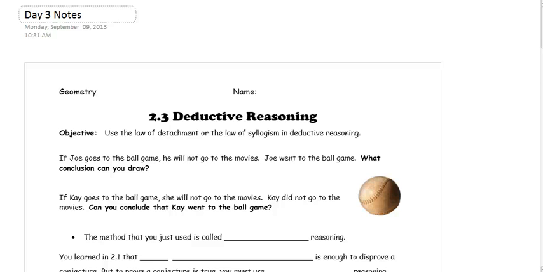Welcome back. Now that we have our 5 statements down, we're going to look at a couple more reasoning techniques. The first one we're going to look at is deductive reasoning. We're going to use the law of detachment or the law of syllogism in deductive reasoning.